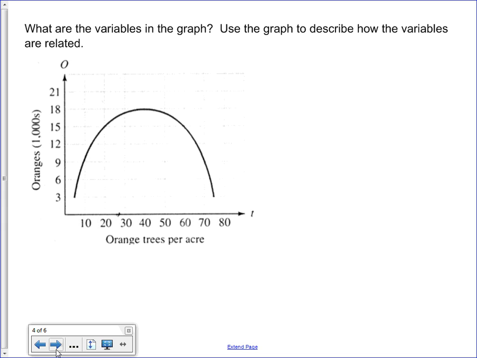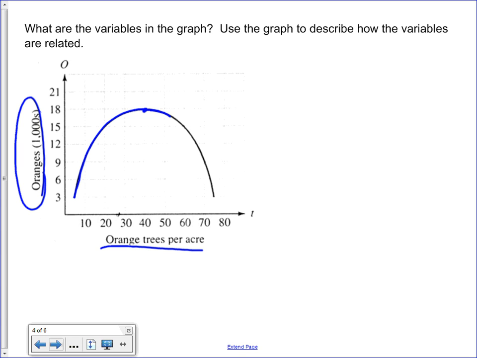Okay, so this one, what are the variables? How does the graph describe how the variables are related? Again, our variables are orange trees per acre and oranges in thousands. So our graph would be something like this. As the orange trees per acre increase, there is a maximum number of oranges that are produced. At 40 trees per acre, roughly, our maximum number of oranges, which is 18,000, are produced.